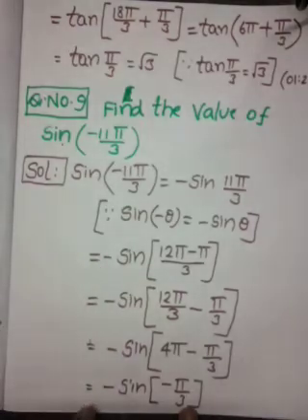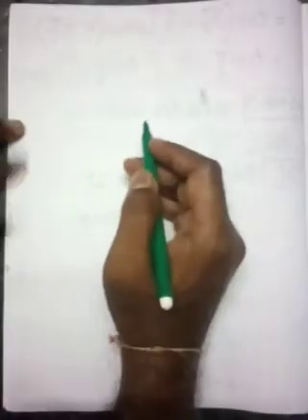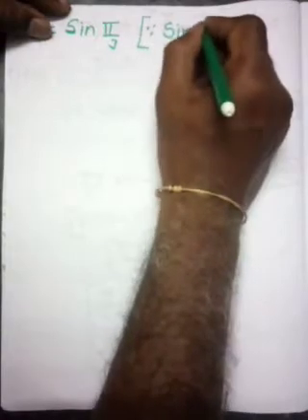Understood this part, my children? Understood this step? Right. So again here, sine of minus theta value, we use the formula. So minus of minus, what will you get here? Plus. So sine pi by 3. Finally we get sine pi by 3, because sine of minus theta is equal to minus sine theta.